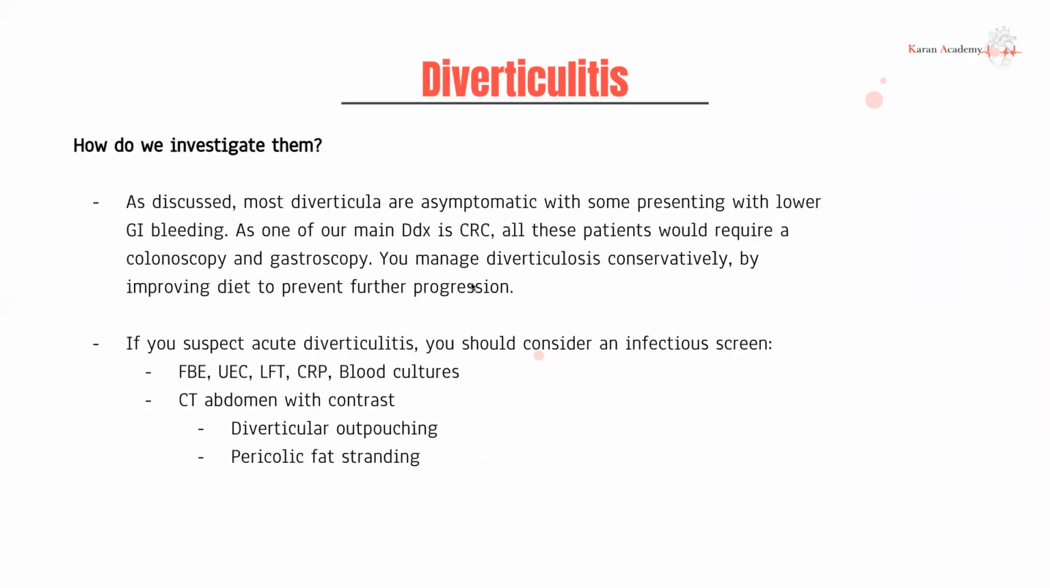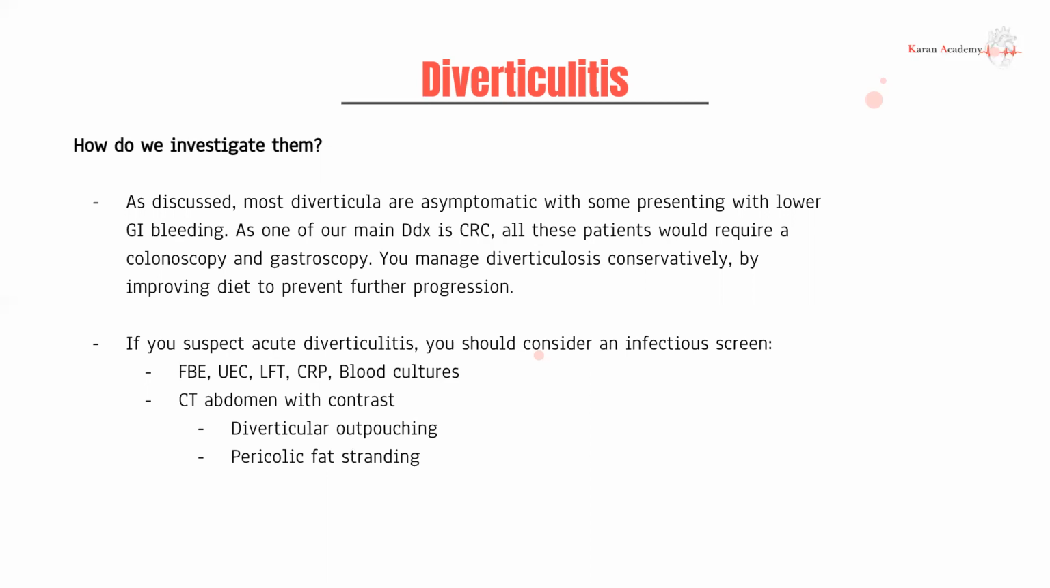So how do we investigate them? Let's start with diverticulosis. As I said, most of them are going to be asymptomatic, potentially presenting with GI bleeding. Now, with any form of lower GI bleeding, you always want to do a colonoscopy and a gastroscopy. So a scope from either side.